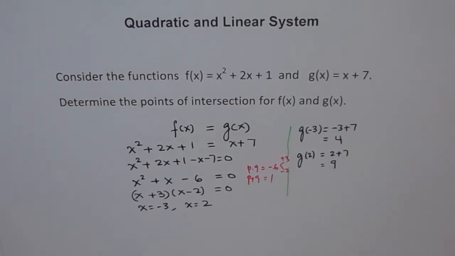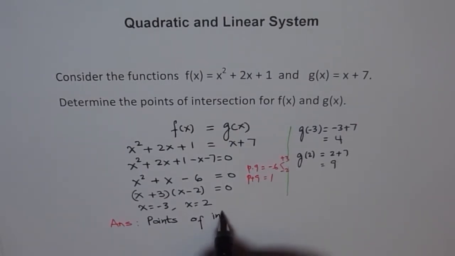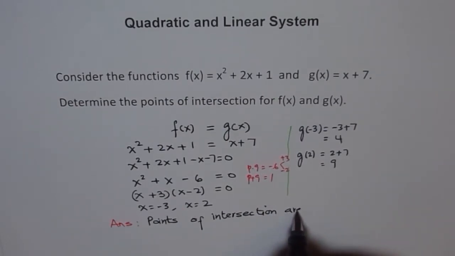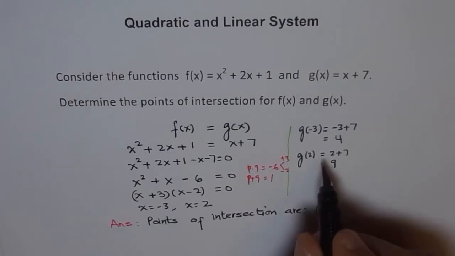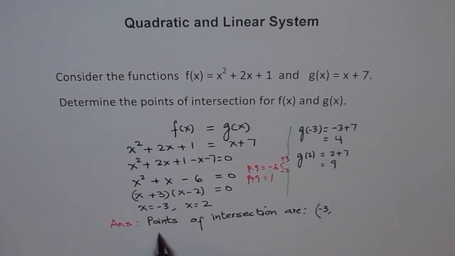Therefore, we can now write down the answer as coordinates, because we need to give coordinates, not just x values. So the points of intersection are: minus 3 and the value of the function at minus 3 is 4. Let me write here: minus 3 and 4, and 2 and 9. So these are the points of intersection.